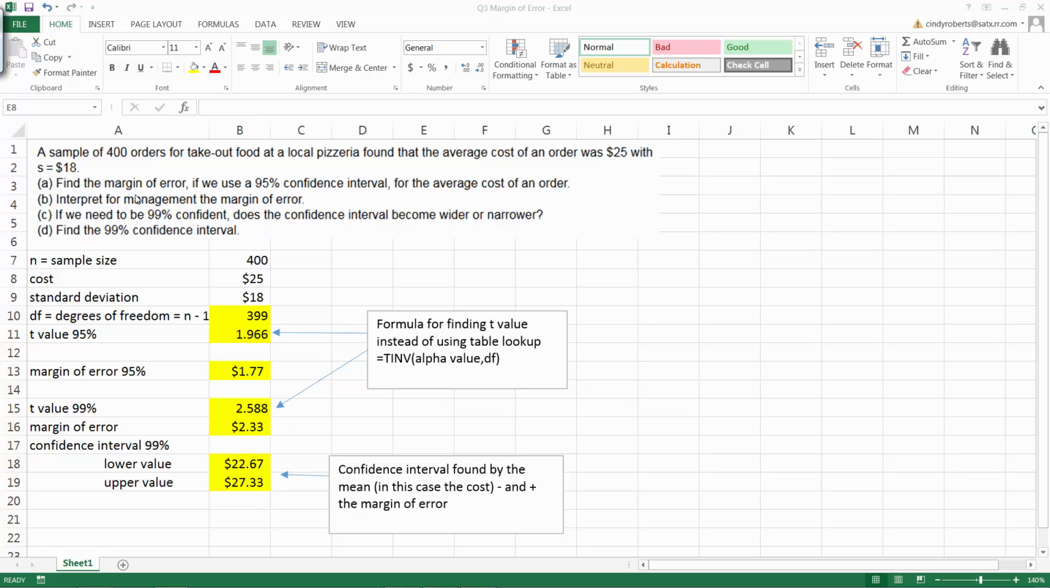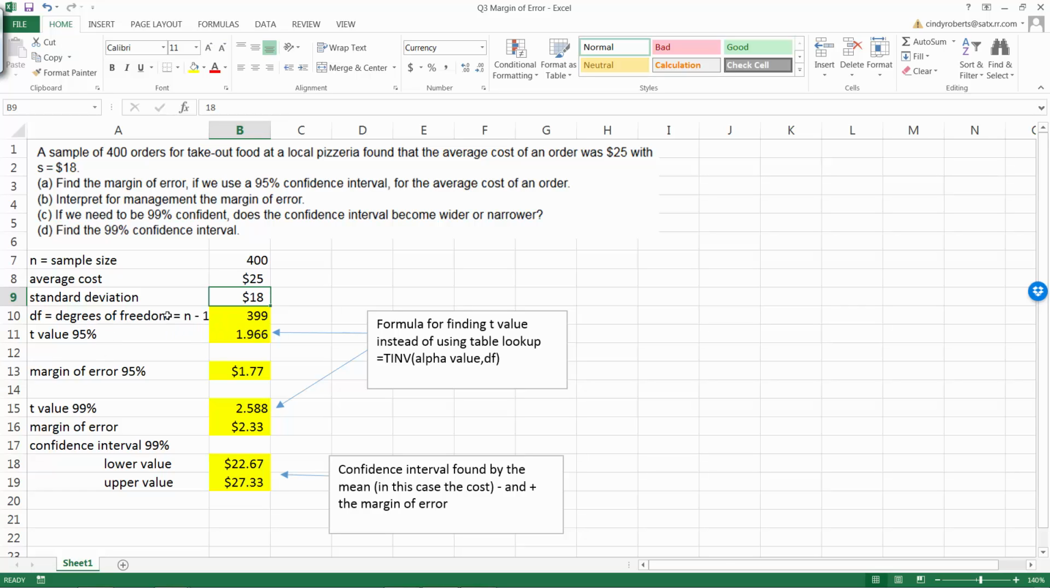So if I look at everything that's given to me, my sample size is 400 orders. My average cost, in fact we might put average cost because that's the mean, is $25, and then my standard deviation is $18.